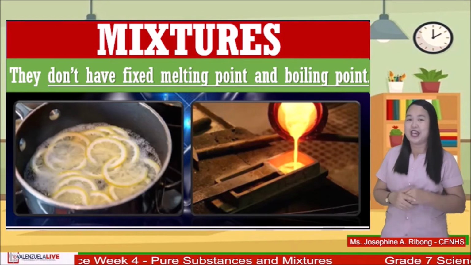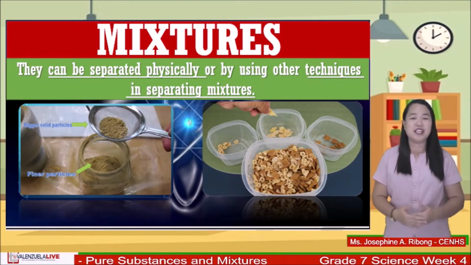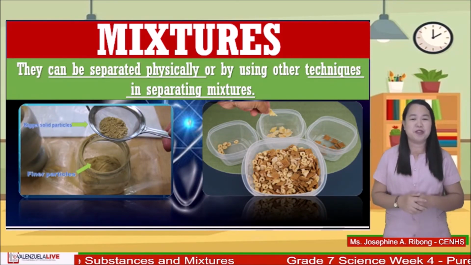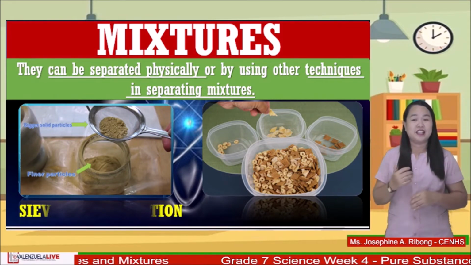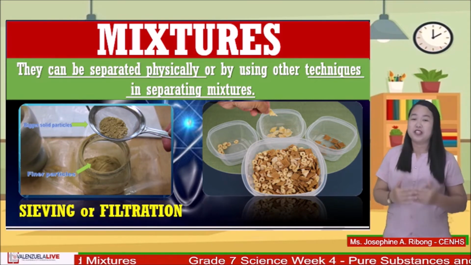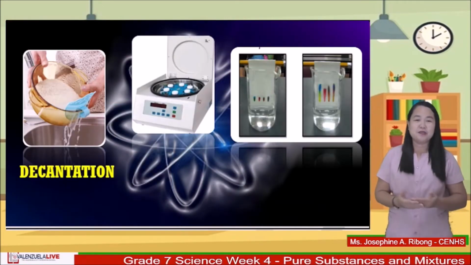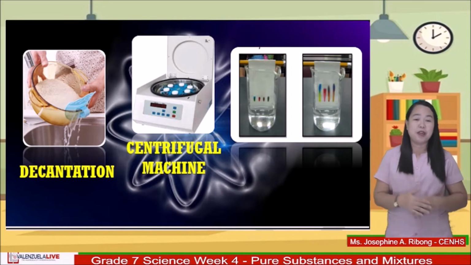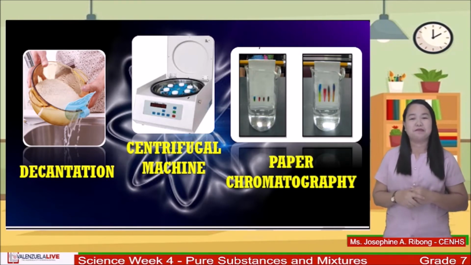On the other hand, mixtures can be separated physically or by using other techniques in separating mixtures, like sieving, filtration, hand picking, decantation, the use of a centrifugal machine, and paper chromatography. These are some of the examples.